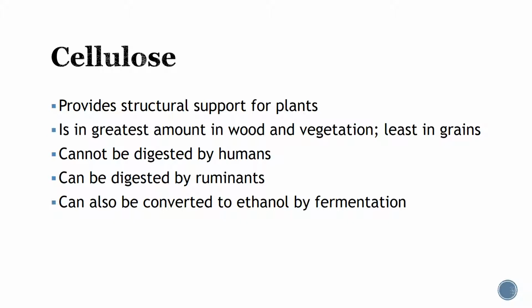So cellulose is just that structural support for the plant. For example, in the corn plant, the cellulose is that entire structure of the plant. It is pretty big when you look at woody or vegetative plants, but it's the least in grains. And it can also be converted into ethanol by fermentation, like we've talked about as well.